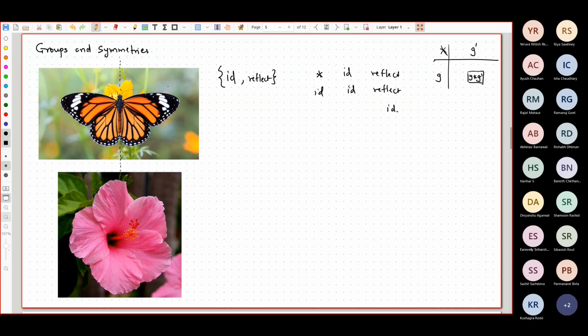Right. So whenever we are talking about symmetry, the group operation is really saying apply one operation and then apply the other operation. So that's like function composition. So this is reflect. And the inverse of ID is ID. Inverse of reflect is reflect.